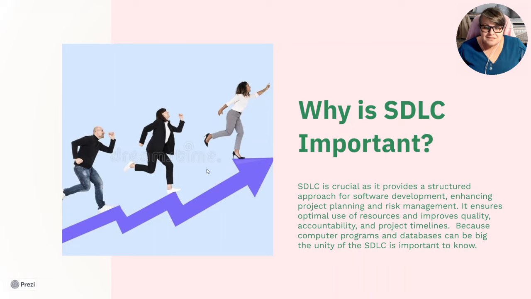Okay, why is SDLC important? SDLC is crucial as it provides a structured approach for software development, enhancing project planning and risk management. It ensures the optimal use of resources and improves quality, accountability, and project timelines. Because computer programs and databases can be big, the unity of the SDLC is important to know. Without this, as I just explained, you might end up off base. It helps you set your requirements. It helps you make sure your design is good and feasible for the market. And if you don't go through all of it, you might end up with a problem.